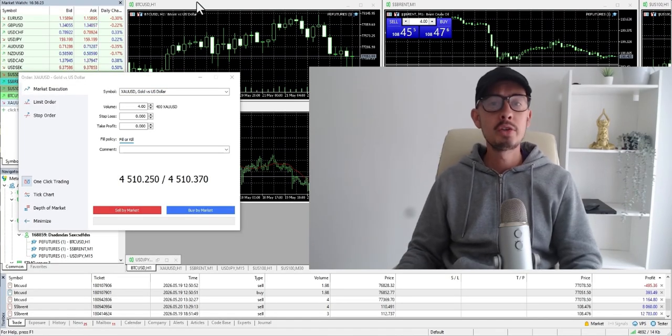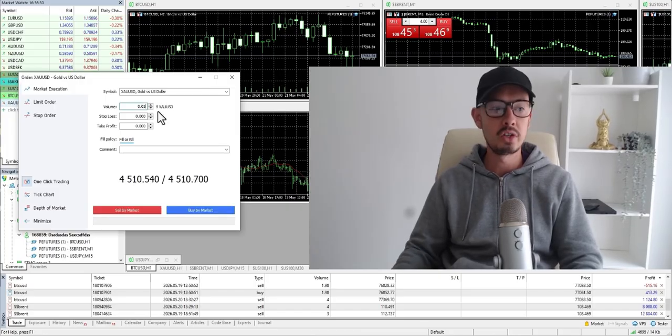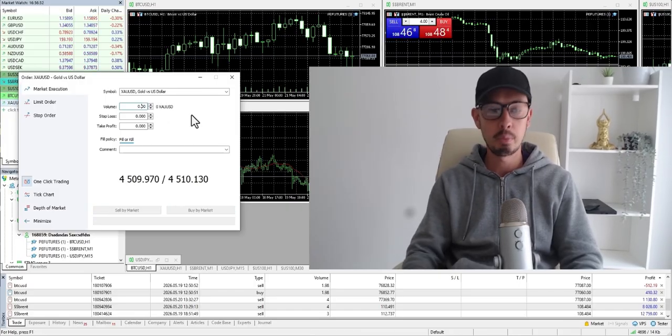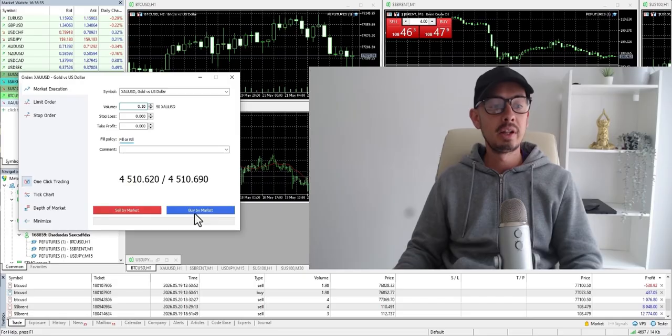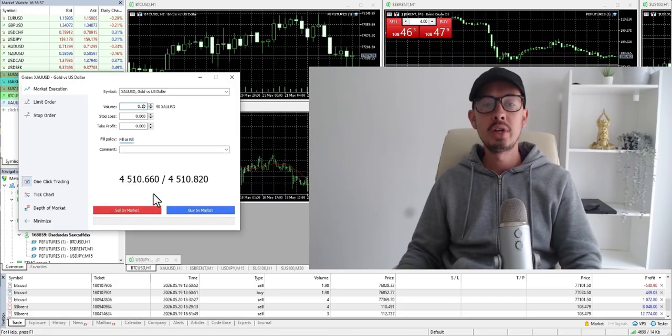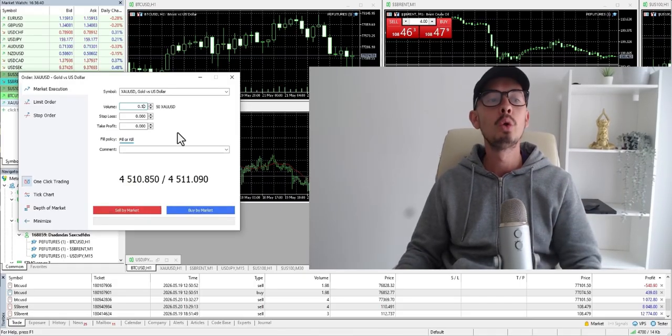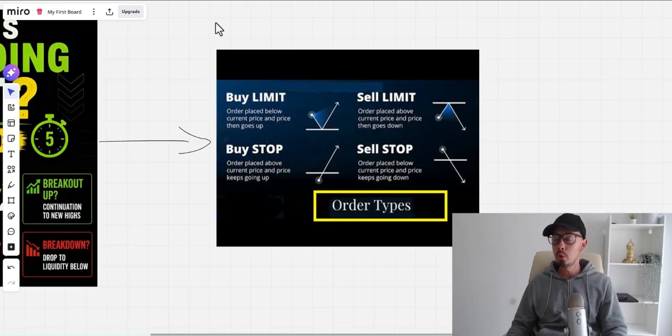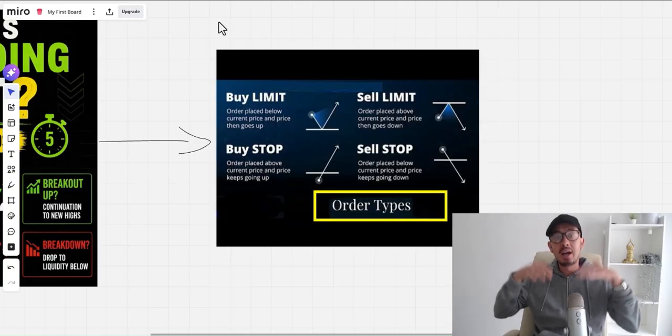So if I was going to enter this gold trade now, for example, at market execution, I would enter the lot size, for example 0.5, which is half a lot, or 0.05, let's say. And if I click buy or sell, I'm going to either buy or sell at the current market price that gold currently has. Most of the time we will not enter the market like this, right now, okay?